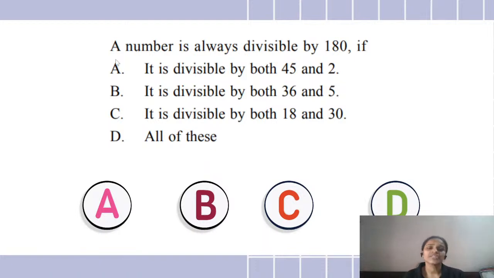This question reads as a number is always divisible by 180. Okay. If it is divisible by both 45 and 2, if it is divisible by both 36 and 5, if it is divisible by both 18 and 30, or all of these. Okay, these are my options. Now you have to find out that if a number is divisible by 45 and 2, then it is also divisible by 180. Yes or no? Okay, so quickly find out the answer to this and type your answers in the chat, please.